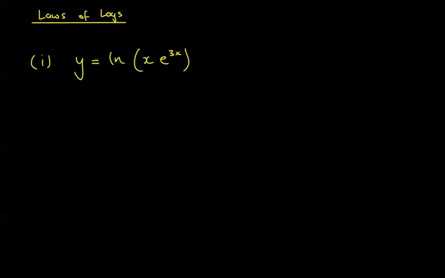But if we use the laws of logs, we can do this fairly quickly rather than that lengthy method. Because what do the laws of logs say? When you multiply things like x e to the power 3x, it's the same as adding them. So we could rewrite this as natural log of x plus natural log of e to the power 3x. And again, using the laws of logs, this 3x can come to the front, so we rewrite it again.